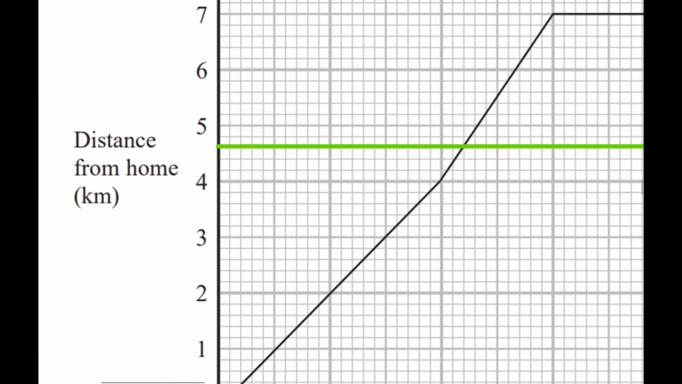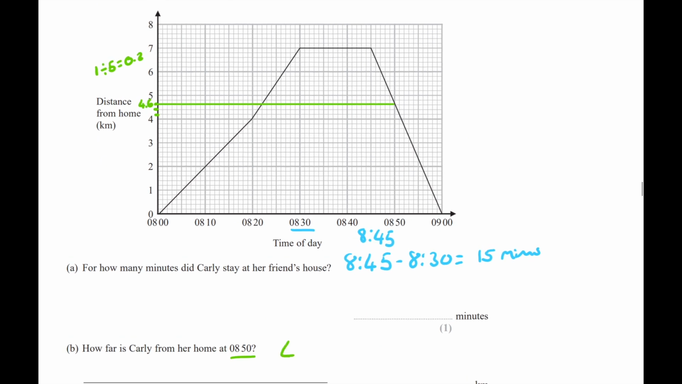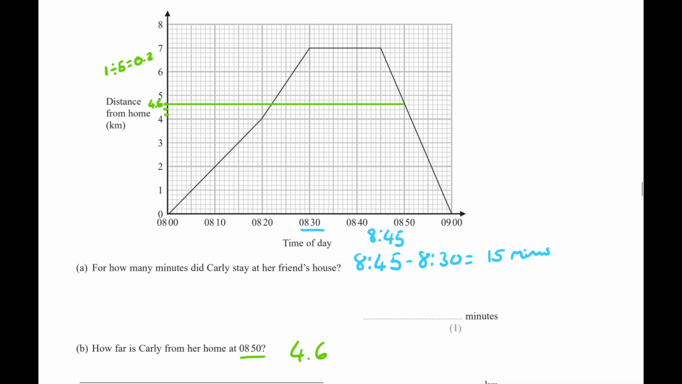So this is 1, and it's split into 5 squares, which means 1 divided by 5 gives you 0.2. So it's going up in 0.2s. That one there would be 4.2, 4.4, and the one that we want is 4.6. So she is 4.6 kilometers away from home.